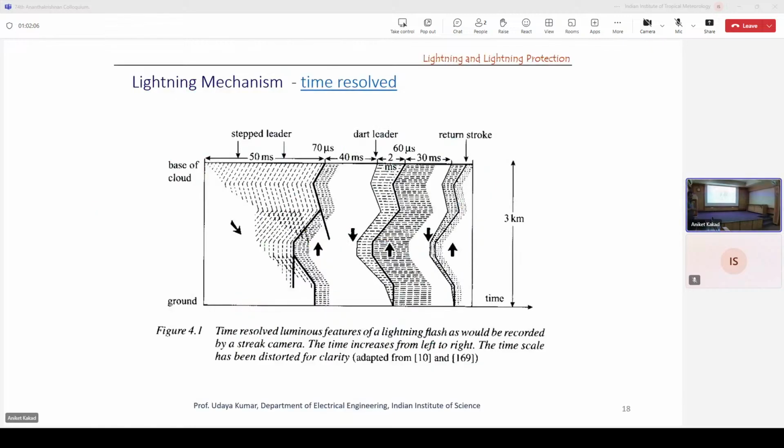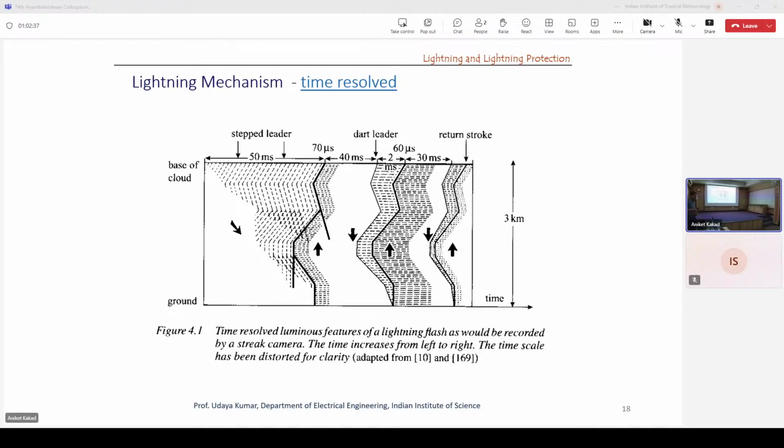Anyway, now we will go to more of the numbers, quantification, because without quantification we cannot talk about protection. This is a time-resolved picture of cloud-to-ground lightning. The dotted line is indicative of the initial faint discharge, which you have seen in the first video. So these are time separated. It goes in steps and comes close. This is the time axis, this is height from ground, and this is the cloud base. These faint discharges lower the charge from the cloud to the ground.